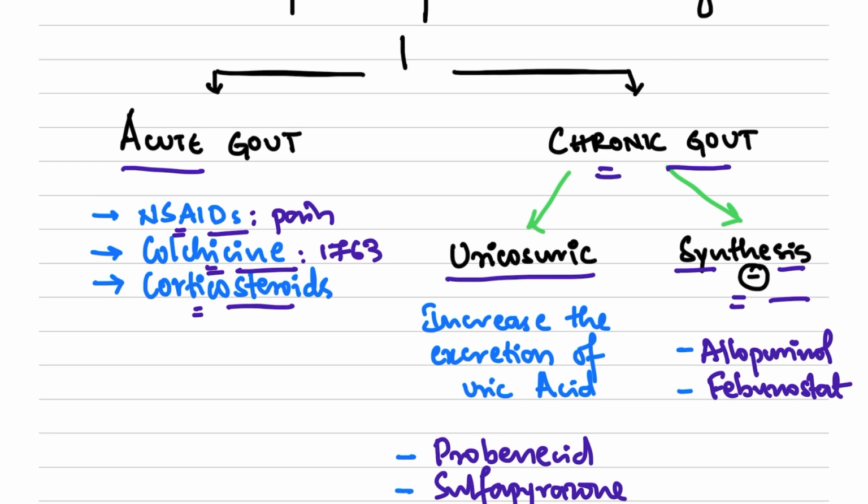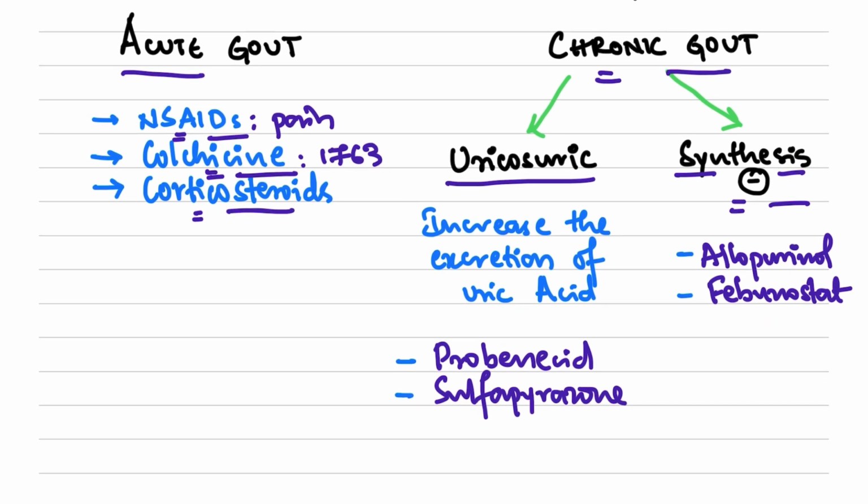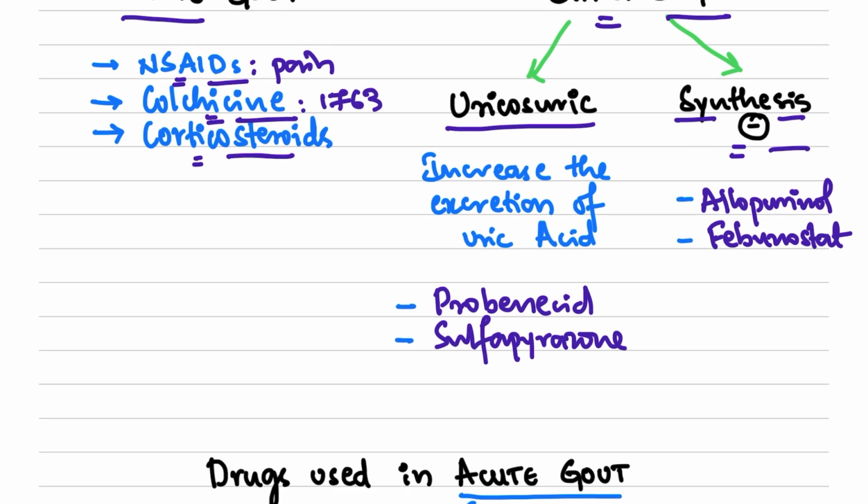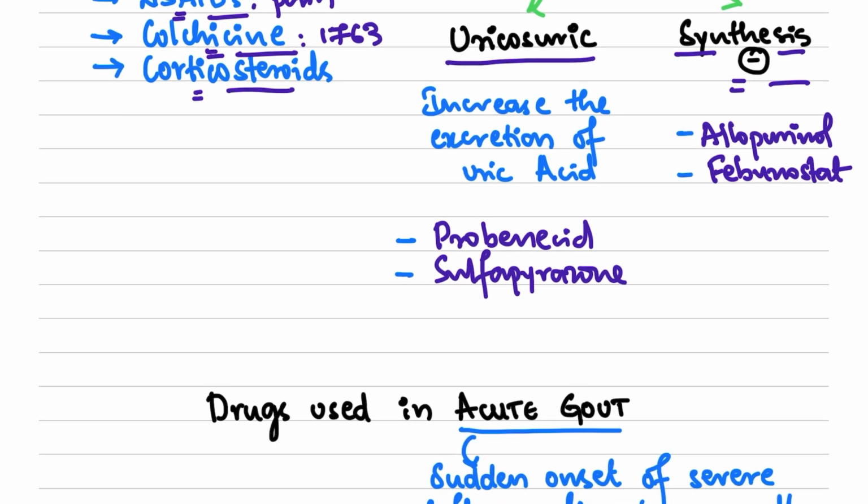It can be acute gout, in which we use NSAIDs for the pain relief. We also have a second drug, colchicine, which was the first drug used for anti-gout, and we can also use corticosteroids. When it comes to chronic gout, we can have two groups of drugs, that is uricosuric and synthesis inhibitors. Uricosuric are those drugs that will increase the excretion of uric acid through the kidney, and synthesis inhibitors are those drugs that will help in prevention of synthesis of uric acid from xanthine and hypoxanthine. Examples of those are allopurinol and febuxostat, and uricosuric drugs we have probenecid and sulfapyrazone.